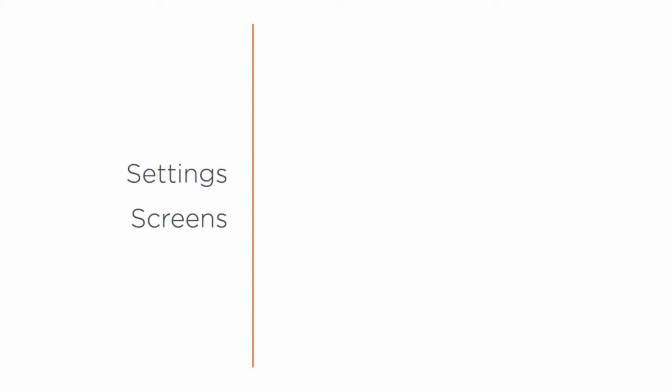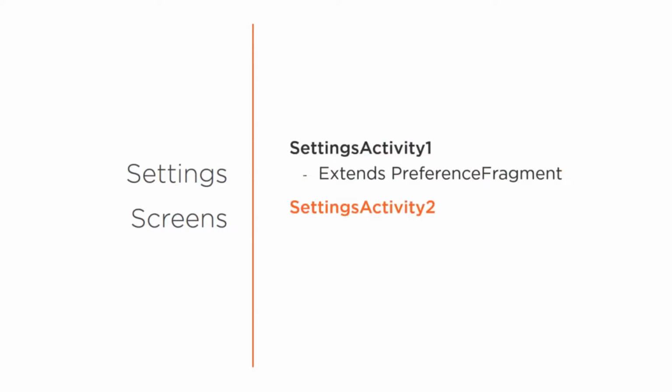Check out the branch named 4.4 Differentiating Between Tablets and Phones Start. In the application's current state, we have two separate setting screens, a class named Settings Activity 1 that extends Preference Fragment, and a class named Settings Activity 2 that extends Preference Activity. Settings Activity 1 is what we want to use when users are on a mobile device. Settings Activity 2 is what we want to use when users are on a tablet.